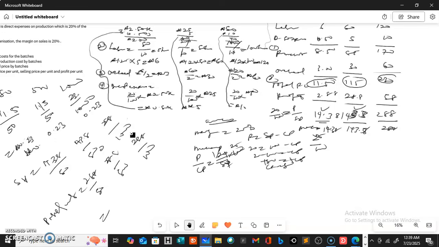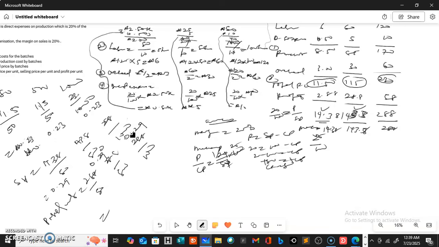For the selling price per unit, 14.38 divided by 50, 0.2876, you can say 0.29. The same thing for 143.8 divided by 500, 0.29. Then 288 divided by 1000, that's 0.29. It's the same thing because we are working on batches.